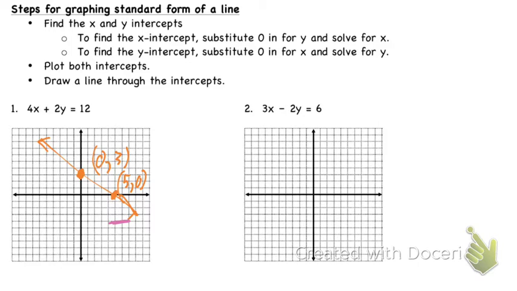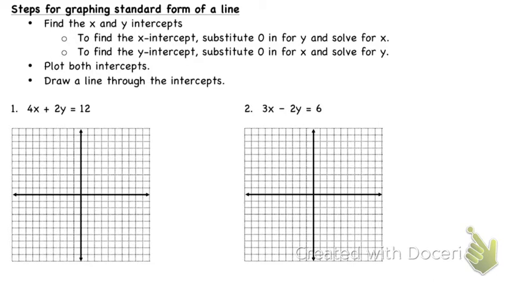So our first step is to find the x and y intercepts, okay? So we're finding the x and y intercepts here. To find the x-intercept, we're going to substitute 0 in for y, because we said if it crosses the x-axis, the y value must be 0. So we're going to plug in 0 for the y. And that's going to be wherever the x-intercept is. We'll see how that works in a moment. Y-intercept, same idea, but plug 0 in for x. Then we're going to plot both intercepts and draw a line through them.